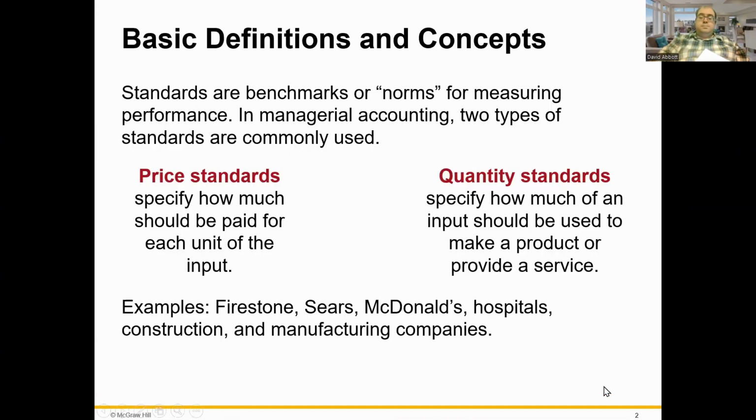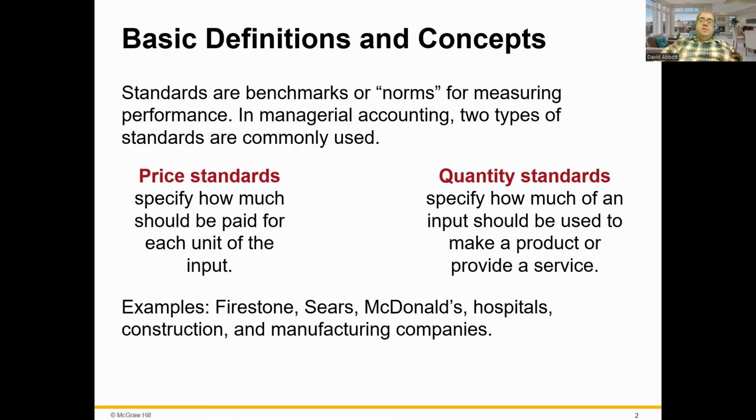Today, what we're going to take a look at is Chapter 10, which deals with management control by explaining how standard costs are used by managers to control costs. Also, how to compute direct materials, direct labor, and variable overhead variances.